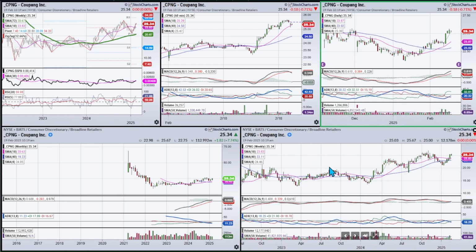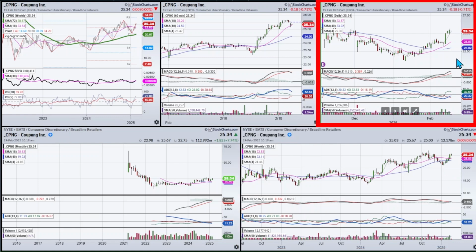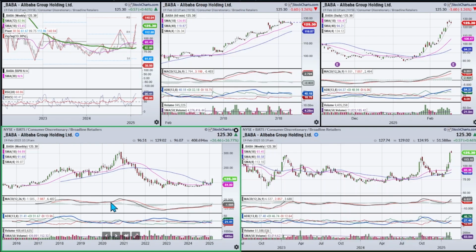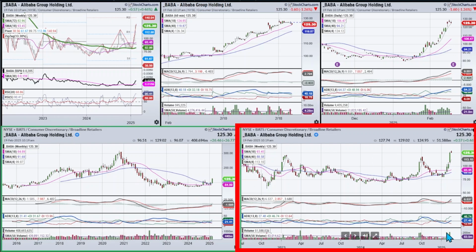Okay, CPNG. I do like the bigger picture look to this, but on the weekly chart, I think this is going to have to wedge in and consolidate. I'd like to see another test of the 18-week, and then if that can turn up, I'd have a lot more interest. You're going to have to play around with this earnings, which is coming on the 25th, so just be aware of that.